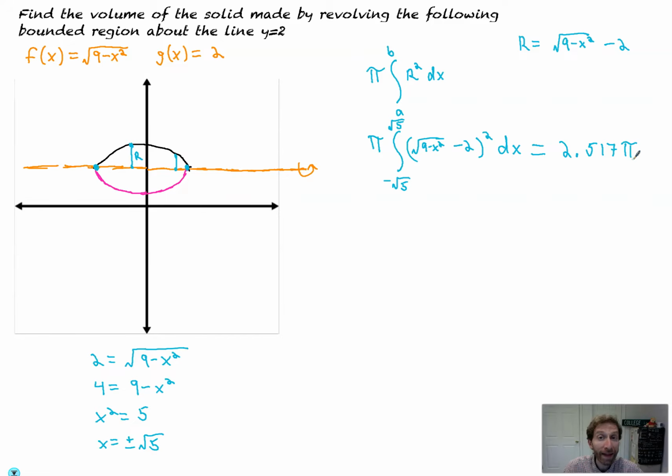Don't forget to have a pi next to your answer. That's one of those things that we go to our calculator and we often forget putting a pi down. So 2.517 pi, and if you plug that answer into your calculator, you get 7.907. That's me truncating. I'm not a big fan of rounding. I guess it would be 7.908 if you round it up. So any of those numbers work, but the important part here is the setup.